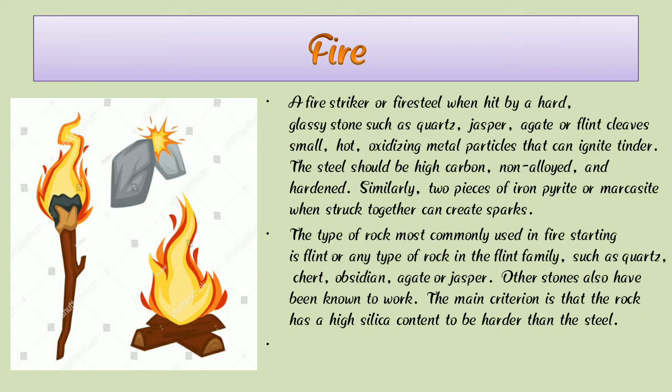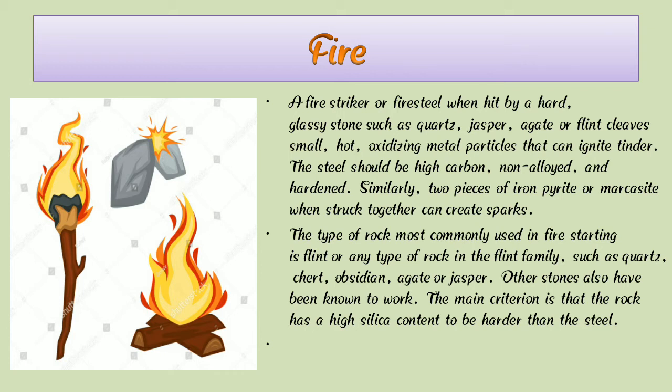Flint or any type of rock in the flint family, such as quartz, chert, obsidian or jasper, and other stones have also been known to work. The main criterion is that the rock has a high hardness, harder than the steel. So fire is made by two stones rubbed together, and that produces fire.